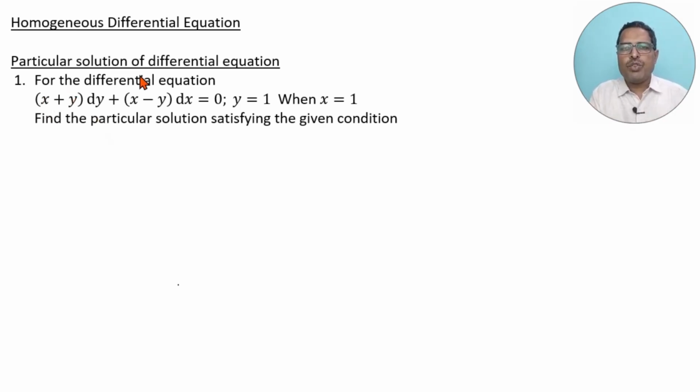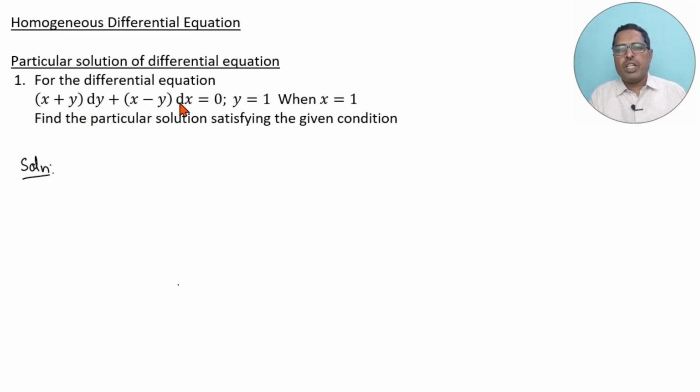The question is: for the differential equation (x + y) dy + (x − y) dx = 0, with the condition y = 1 when x = 1, find the particular solution satisfying the given condition.